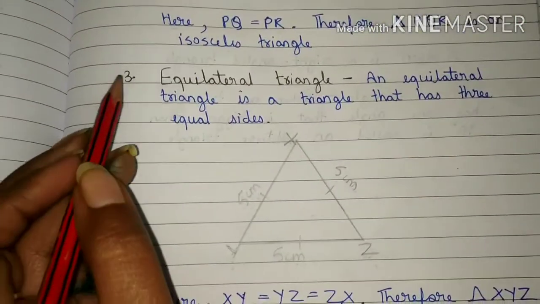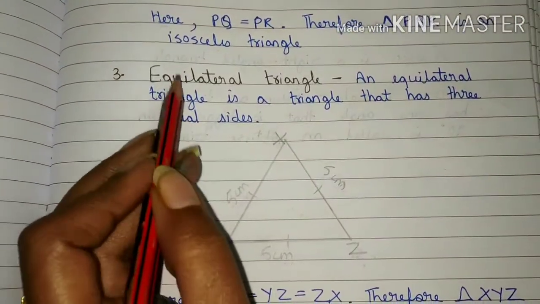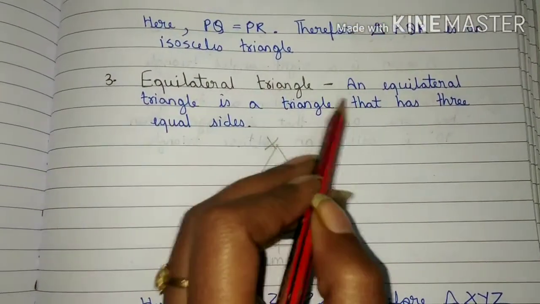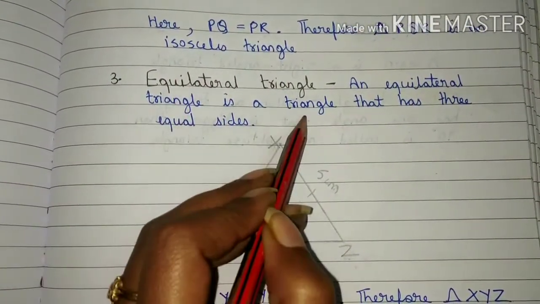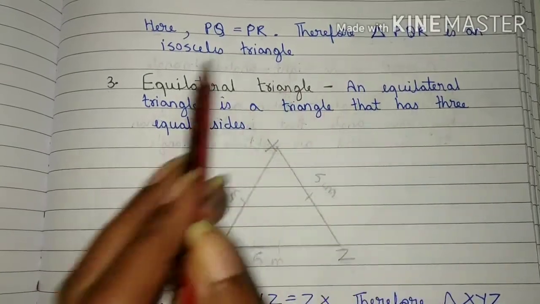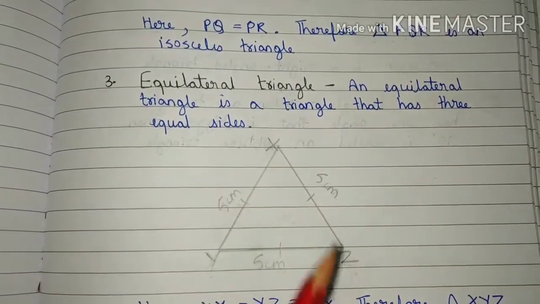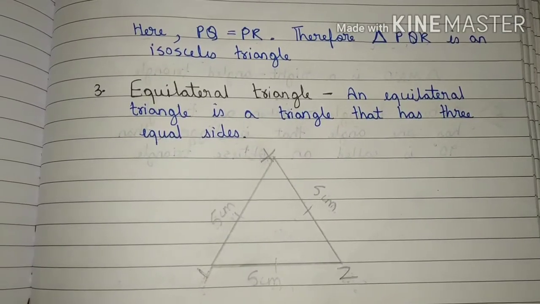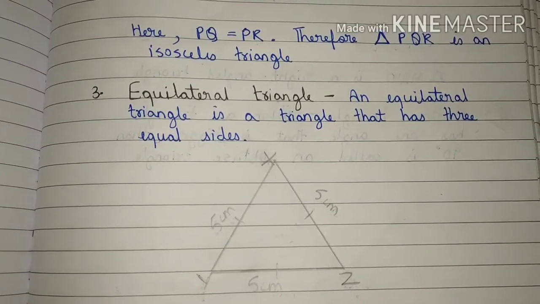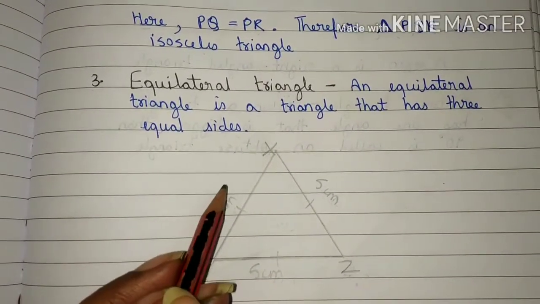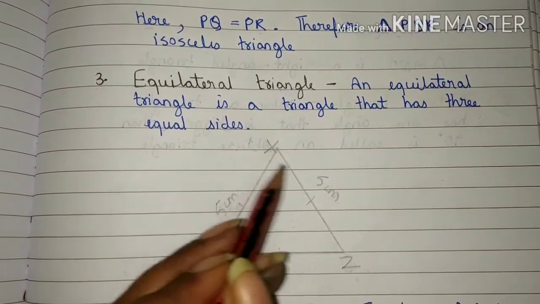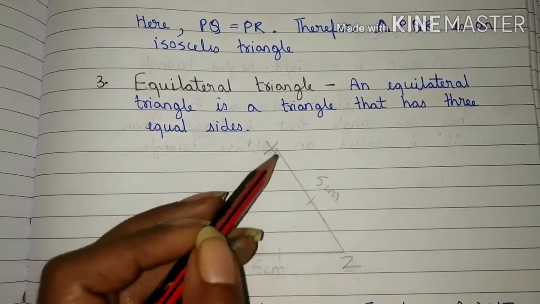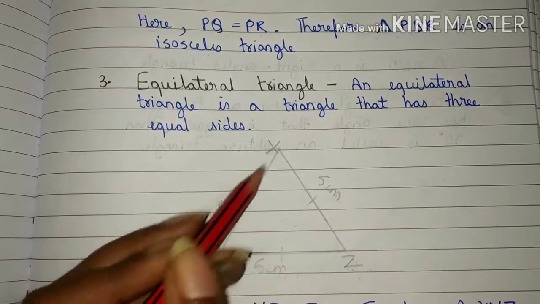Students, now come to third, equilateral triangle. An equilateral triangle is a triangle that has 3 equal sides. Students, equilateral triangle is a triangle in which all the sides are equal. Students, look at this figure. This is an equilateral triangle because here all the sides are equal.